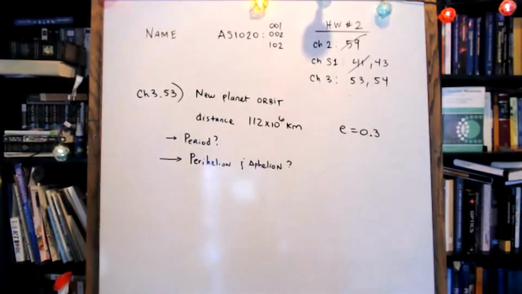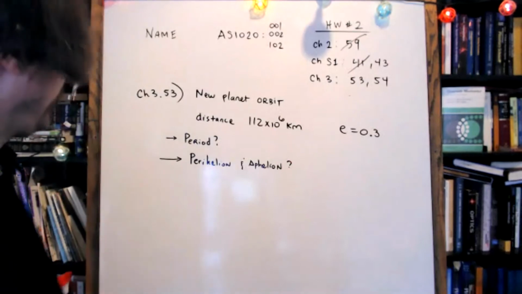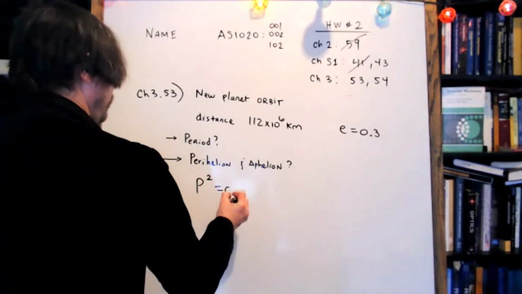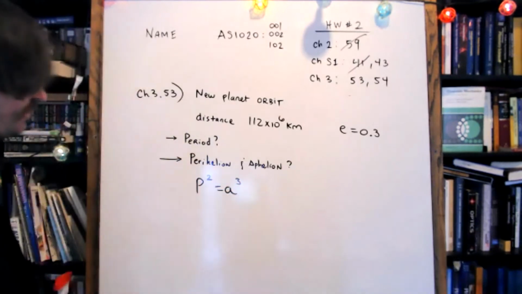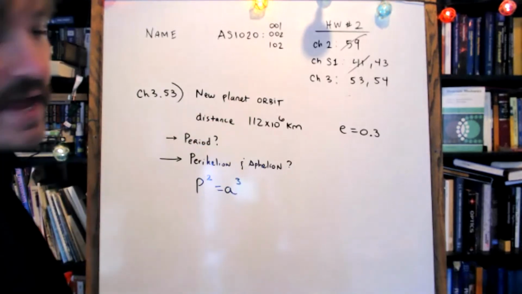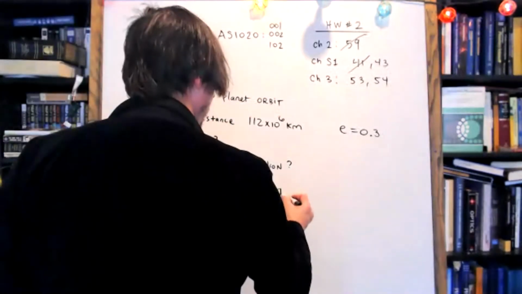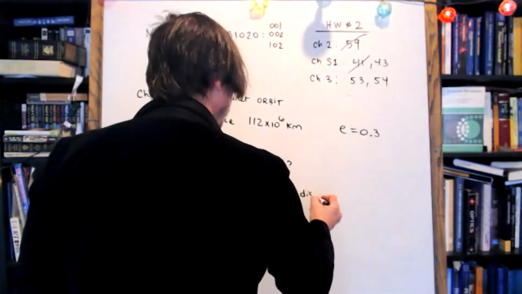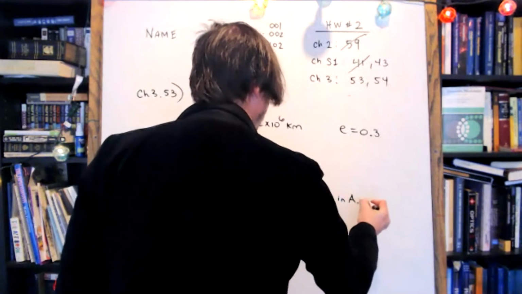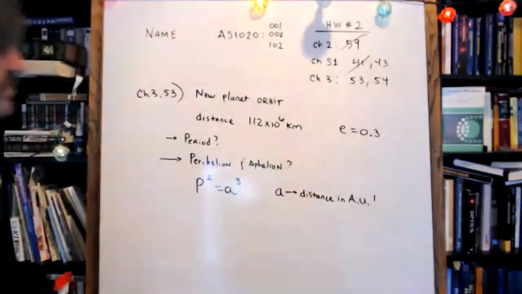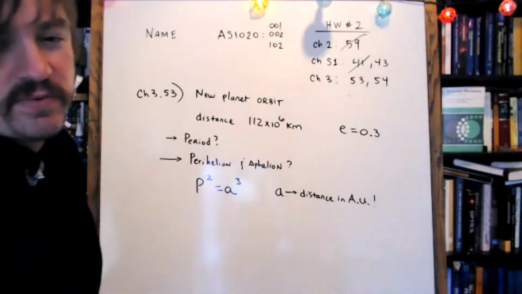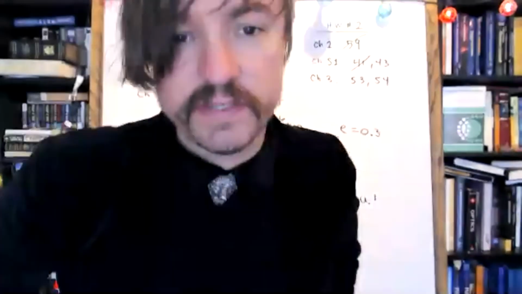Okay, let me walk you through this. To find the period, we're going to use the formula P squared equals a cubed. A is the distance, okay? But a has to be the distance in astronomical units. Our distance was not given in the right units. It was given as 112 million kilometers.